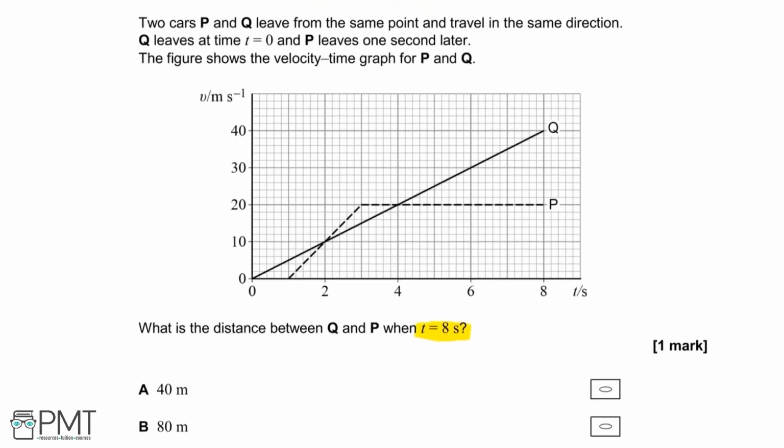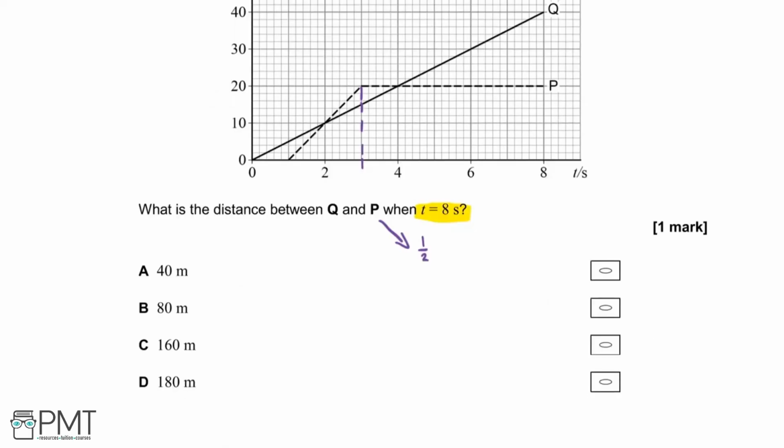Now, the way to answer this question is to bear in mind that on a velocity-time graph, the displacement is going to be the area under the graph. So if we work out the area under the graph for each of these cars and then find the difference between them, that will be the difference in displacement, and therefore the distance apart that those two cars would be. So for P, first of all, we can break the shape of the P graph down into a triangle and a rectangle. So let's work that out in meters.